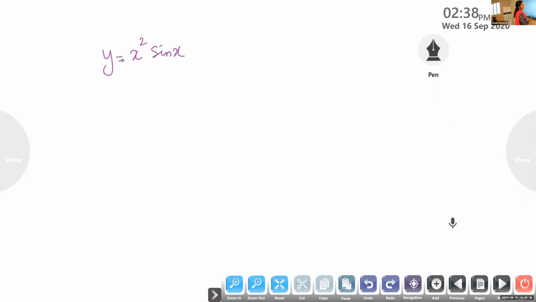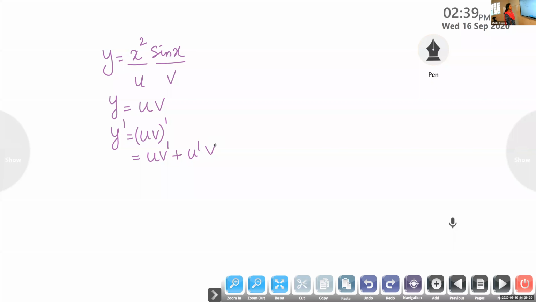Krishna Chandran, can you identify the functions here? x square and sin x. u and v. x square is the first function and sin x is the second function. So you have y is equal to uv. So y dash is equal to... always make it a practice to write the formula and proceed. (uv) the whole dash. What is (uv) the whole dash? u into v dash plus u dash into v.